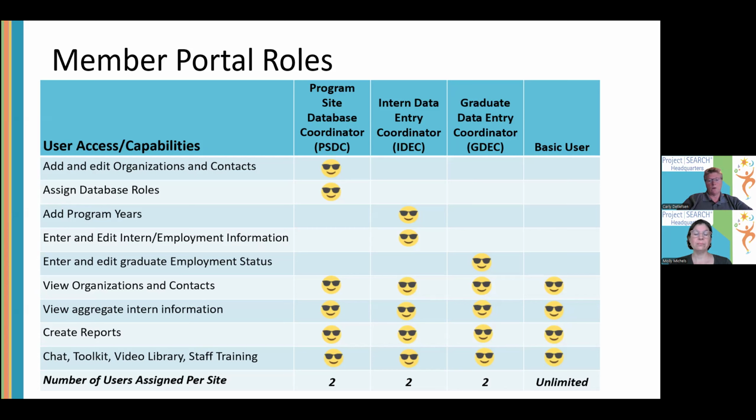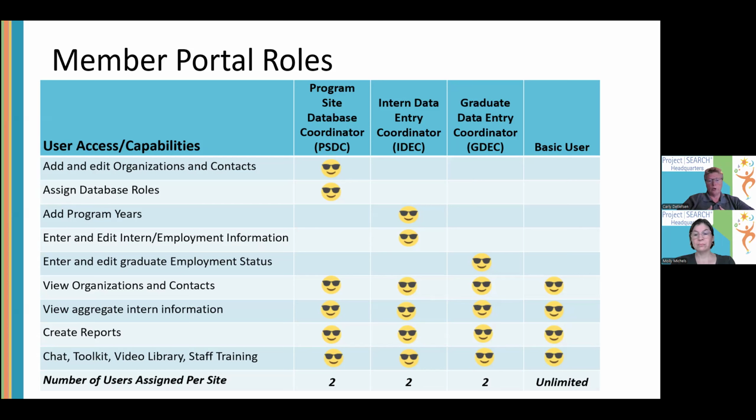ultimately their employment outcomes as well. Your graduate data entry coordinators, again, have all the same basic functions, and their superpower is that they are going to enter and edit any employment status after the 9-month reporting period. So after the 9-month reporting deadline for a given cohort, anything that happens after that time frame, any updates that need to be made to the employment, that's the responsibility of the graduate data entry coordinators. In a little bit, we're going to show you a slide that's going to visually show you the difference between what the intern data entry coordinator controls and what the graduate data entry coordinators control.